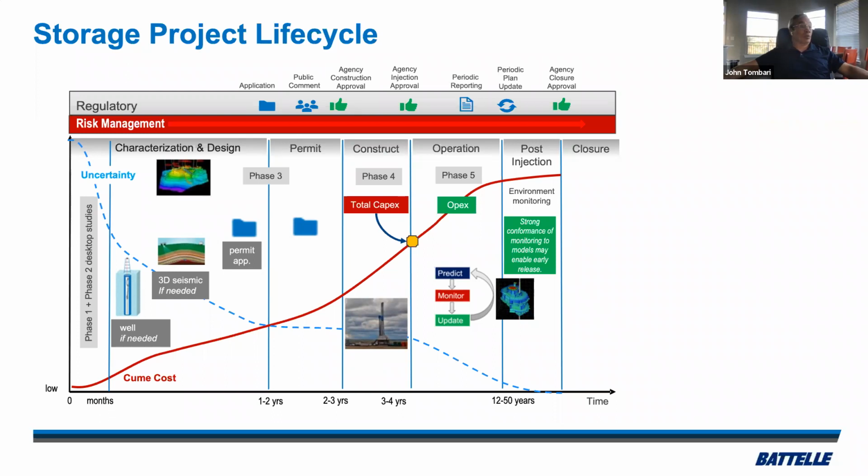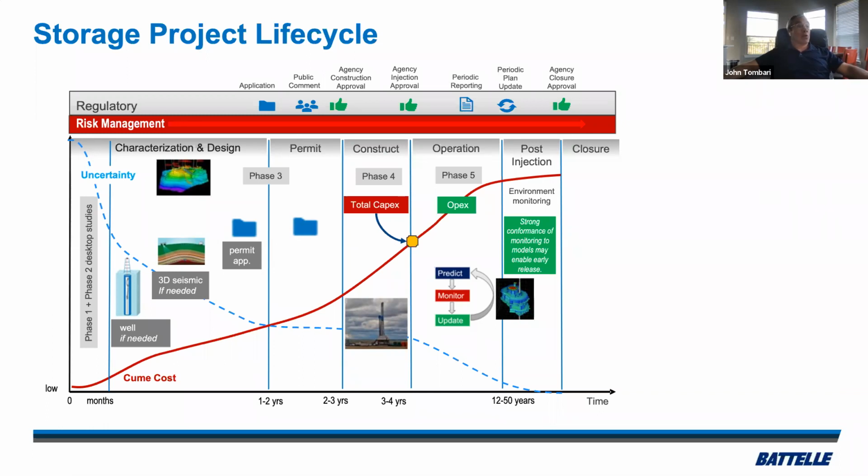And as that data comes in, you use it to compare it to your models. You update your model and you make new predictions and you iterate that cycle as you get more and more data, ultimately driving down uncertainty, with the goal being that when you stop injecting, there's a regulatory requirement to continue monitoring for 50 years or more.